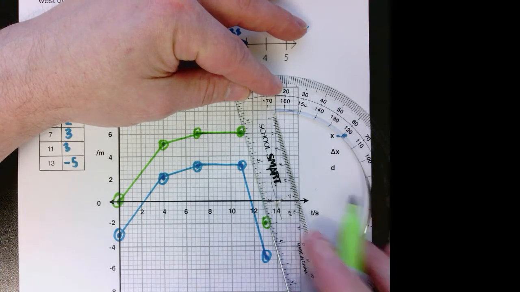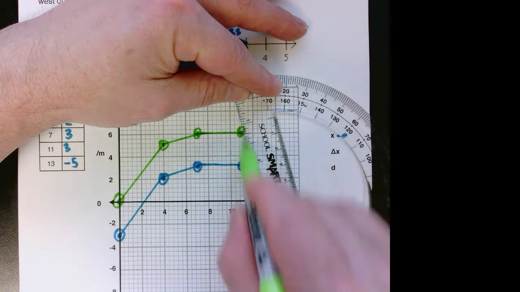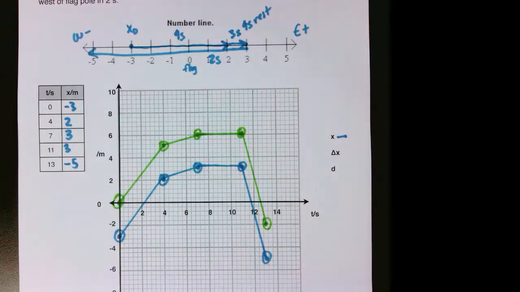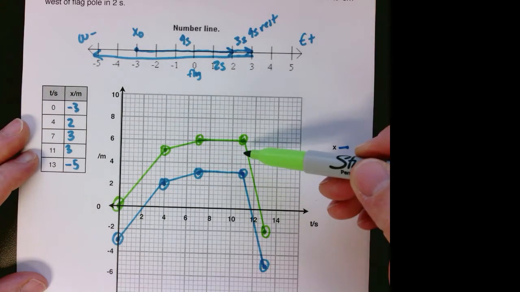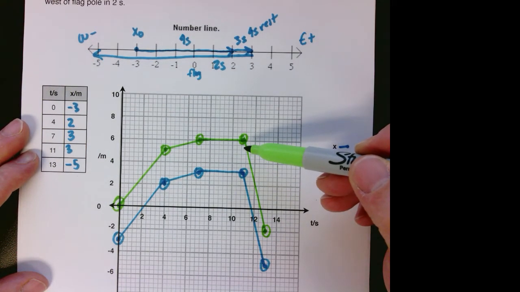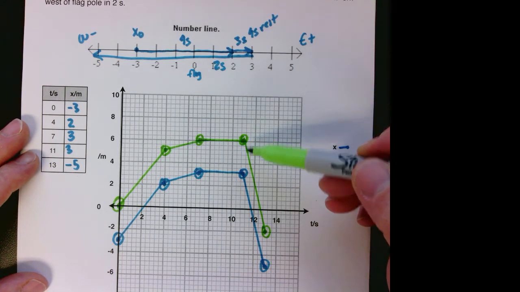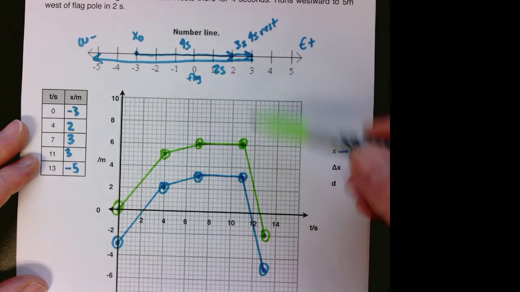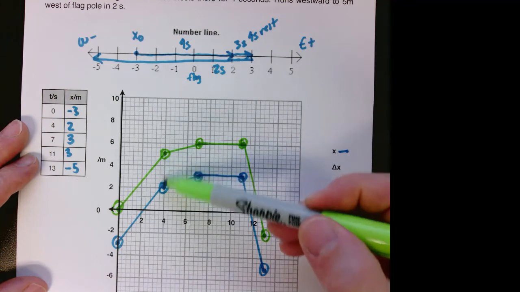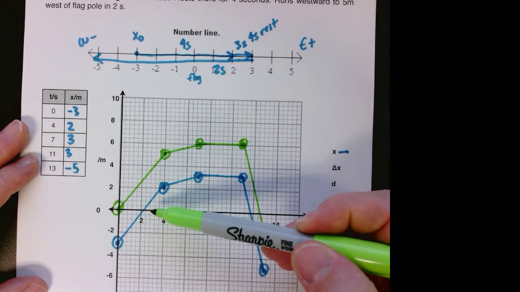And what we observe is what you might have suspected, that these graphs are exactly the same. The only difference is they are shifted. There is a y-intercept shift of 3. And what is 3? Well, the position is shifted negative 3.